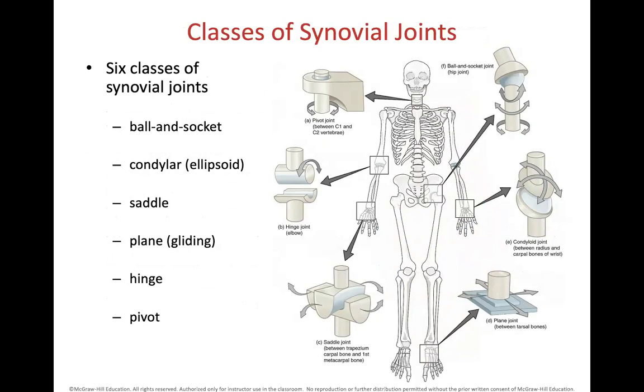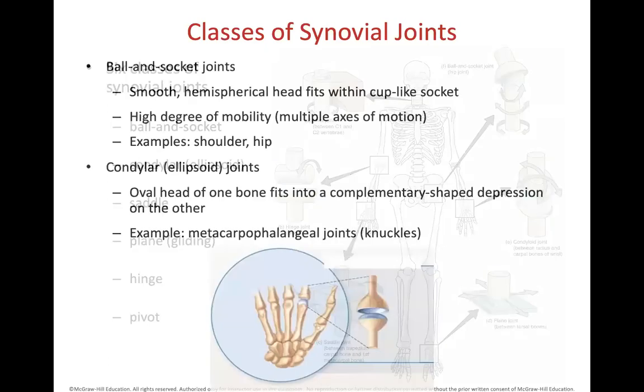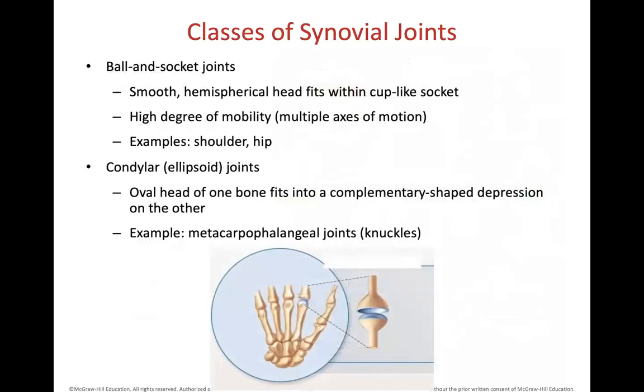But I'll go through each of these, give you some examples of each of them. So we have the ball and socket joint. Most of you are probably pretty familiar with those. The condylar or ellipsoid joint, saddle joint, plane or gliding joint, hinge and pivot. So we'll walk through each of these classes.